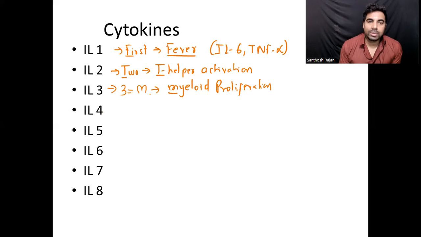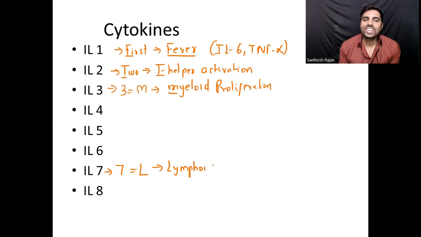Now, after 3 for myeloid, what about lymphoid? Lymphoid is 7. Flip 7 upside down like this and it will become L. So lymphoid proliferation. See, so easy. Very, very easy. Everything has an answer, and they can ask you a question from any of these. Interleukin 3 and 7 are at least frequently asked, and 1 is also frequently asked.